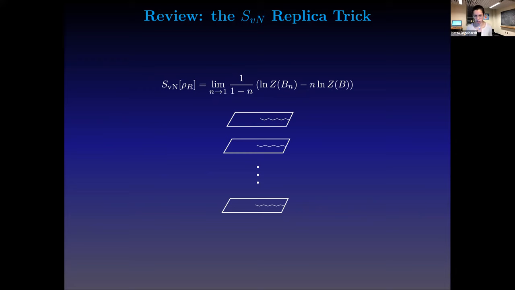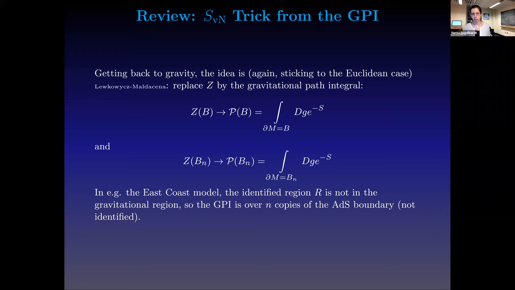Now, in a very beautiful and seminal paper, Lewkowycz and Maldacena translated this into a gravitational replica trick. The idea here is to replace the partition function Z by the gravitational path integral. So we replace Z(B) by what we're going to call P(B), which is the gravitational path integral with boundary conditions B. And similarly, we replace Z(B_n), this n-sheeted manifold, by P(B_n). So this is the gravitational path integral where the boundary conditions are given by B_n. So for example, in the East Coast model, the identified region R is not actually in the gravitational region. So the gravitational path integral is over just n copies of the AdS boundary. They're identified in the non-gravitational region.